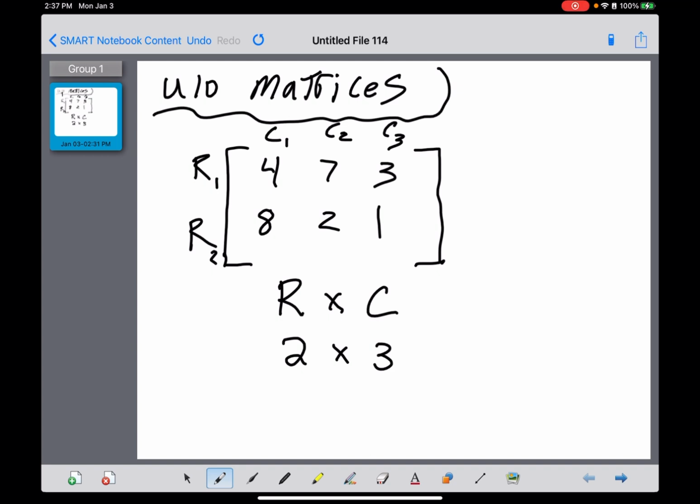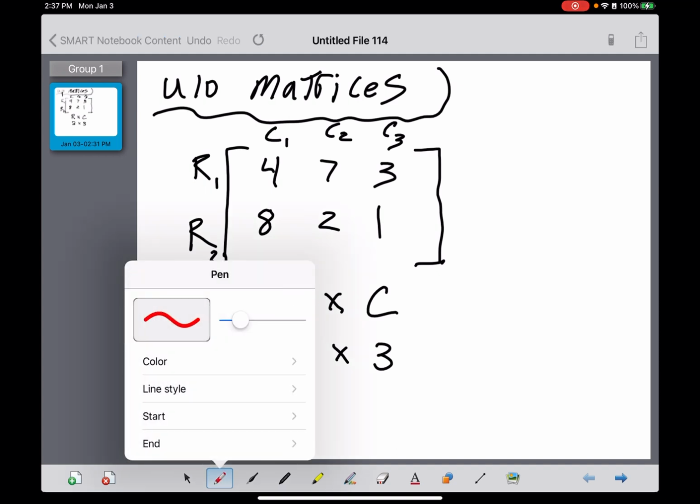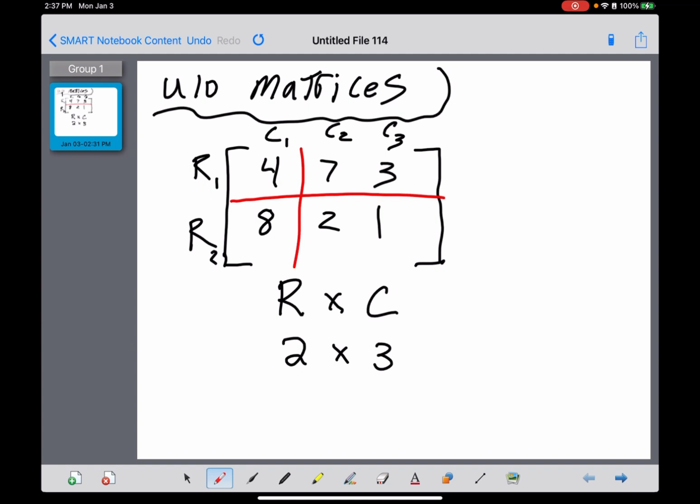But really, if you look at it, these lines obviously aren't here when we're talking about matrices. But in a sense, it's just an Excel spreadsheet. That's all it is.